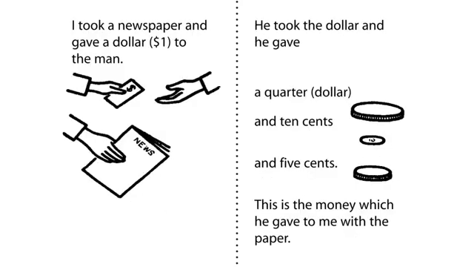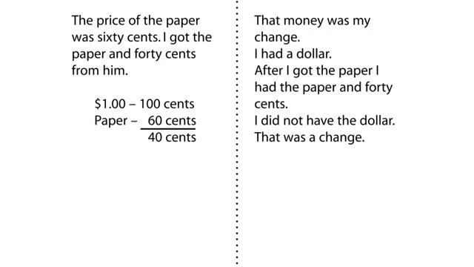I took a newspaper and gave $1 to the man. He took the dollar and he gave a quarter and 10 cents and 5 cents. This is the money which he gave to me with the paper. The price of the paper was 60 cents. I got the paper and 40 cents from him. That money was my change. I had $1. After I got the paper, I had the paper and 40 cents. I did not have the dollar. That was a change.